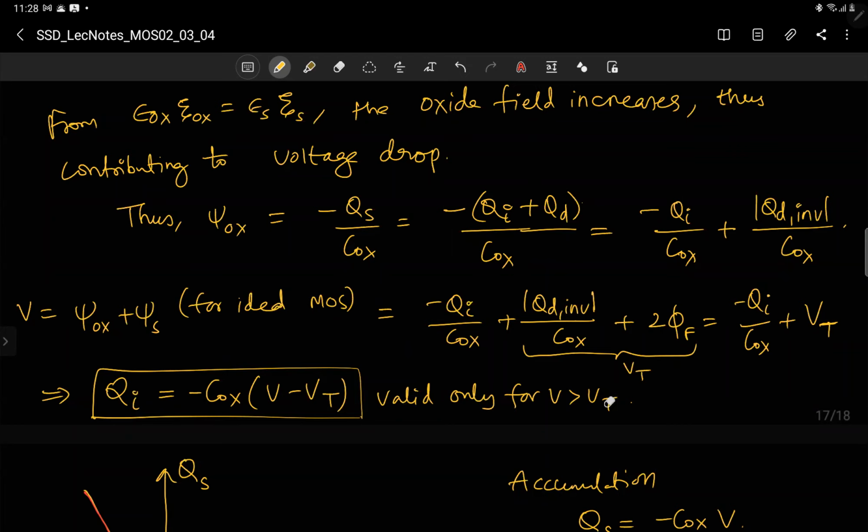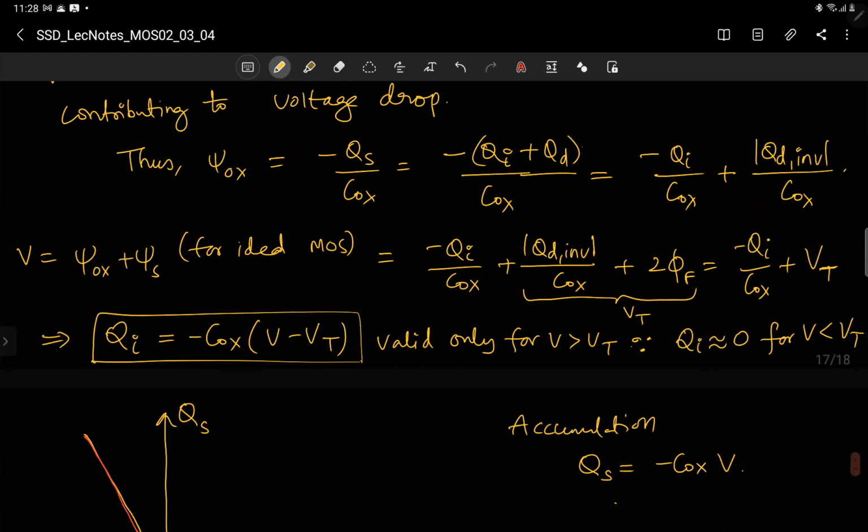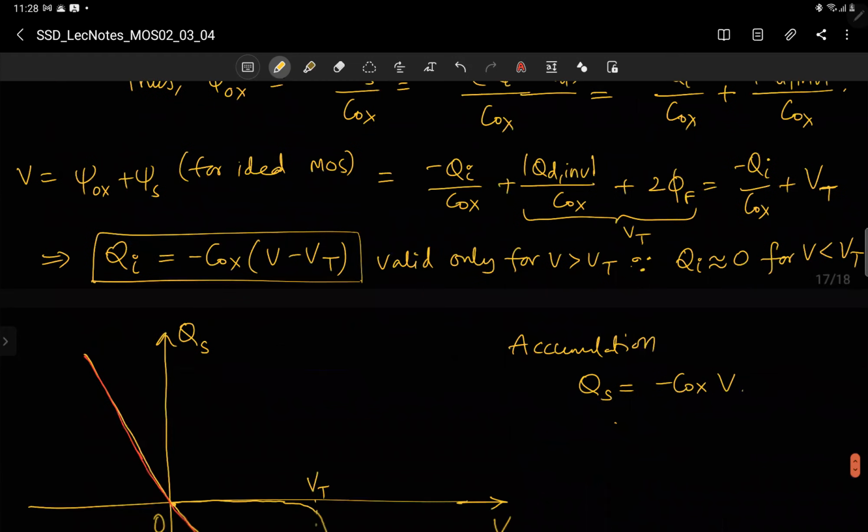This expression is valid only for V greater than VT, because for Qi, we have assumed Qi is approximately equal to 0 for V less than VT. So you cannot say that I'll put V less than VT here and I'll get Qi as positive. What does it mean? It makes no sense, because we have derived this expression only for V greater than VT, and we have assumed Qi to be 0 for V less than VT. Okay, so this is how things actually look.